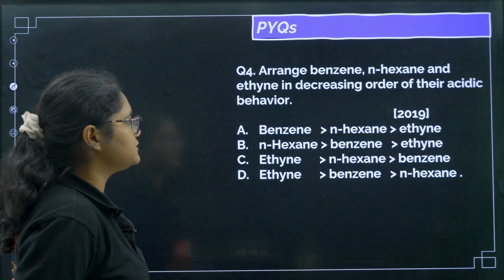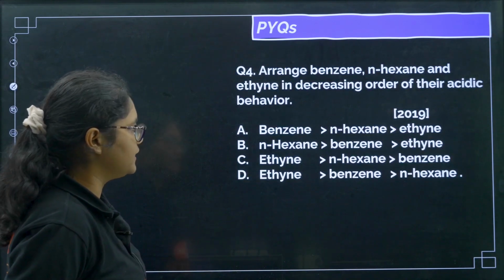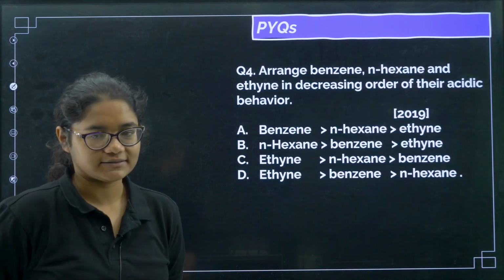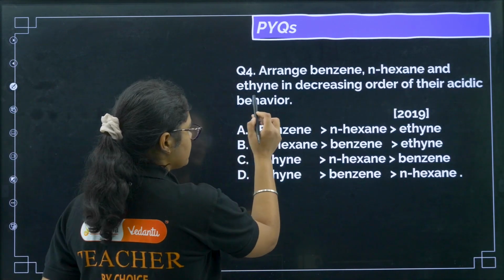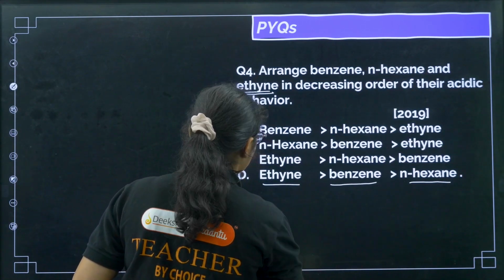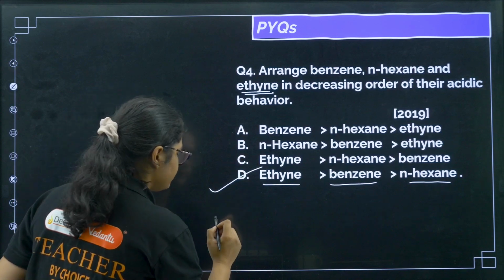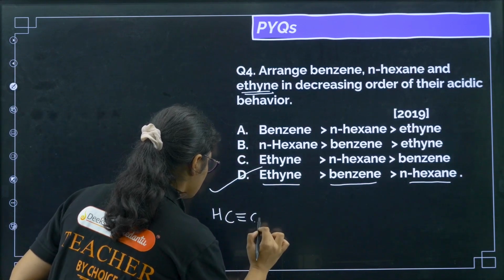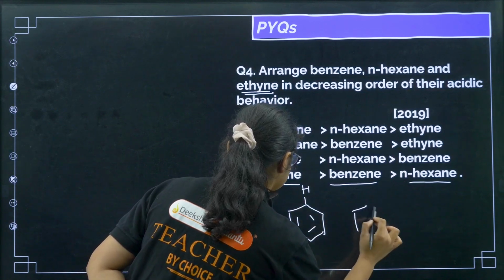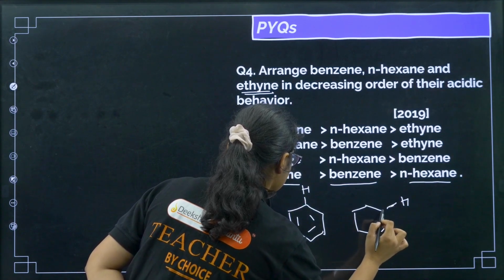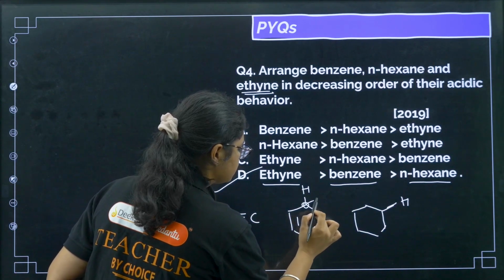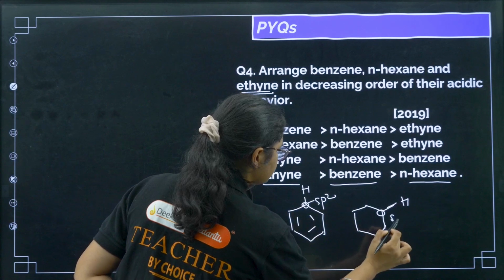Next, question number 4: arrange benzene, n-hexane and ethyne in the decreasing order of their acidic behavior. So we know the H of ethyne is highly acidic, so that is first of all, then we have benzene and then we have n-hexane, so option number D. Now if you see, this order comes from ethyne, benzene and cyclohexane, right. Now you see, if this H goes, this carbon is sp hybridized, this one is sp2 hybridized, and this one is sp3 hybridized.